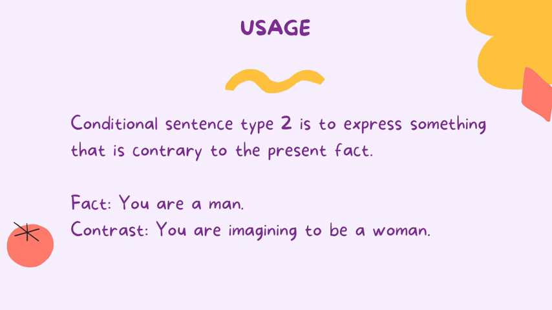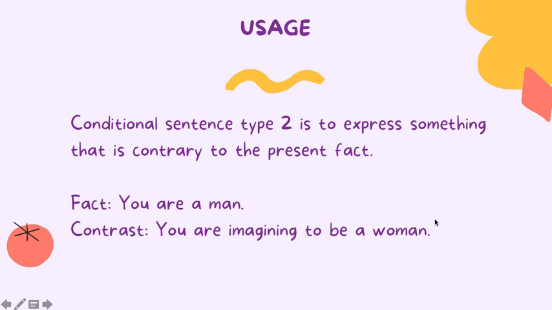The usage of conditional sentence type 2 is to express something that is contrary to the present fact. So for example, the present fact is that you are a man. Now you are trying to make a contrast of this condition. The contrast would be you are imagining to be a woman. And of course, it is impossible for you as a man to be a woman right now. And that is contrary to the present fact.